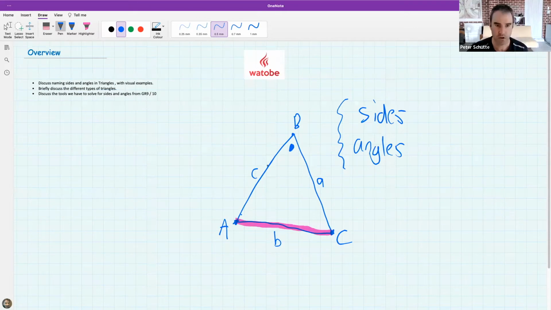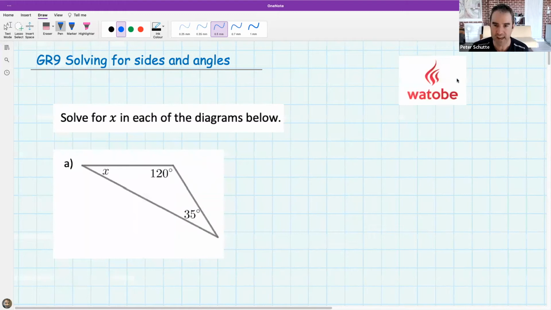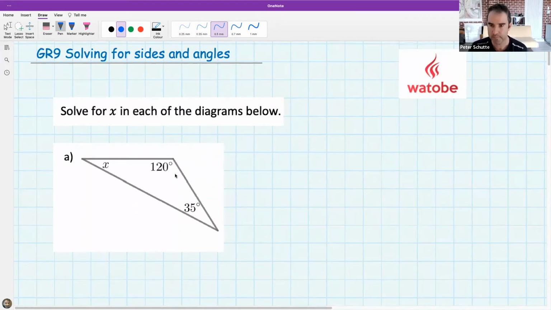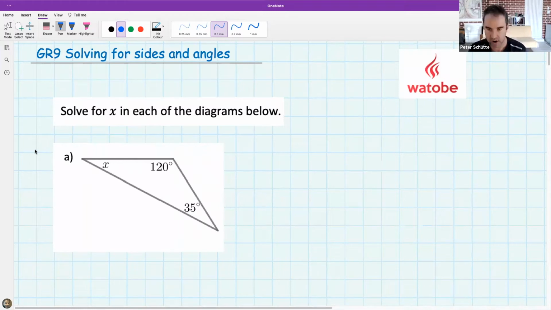Here is a question, and I've called this lesson grade 9 and 10 triangle tools, because these are tools that you may have picked up over grade 9 and 10. Question number 1: can you find the value of x in this triangle? Over to you guys. I'm going to give you a minute or so, or even less, and I want you to put the answer in the chat. What is the answer for this unknown angle?